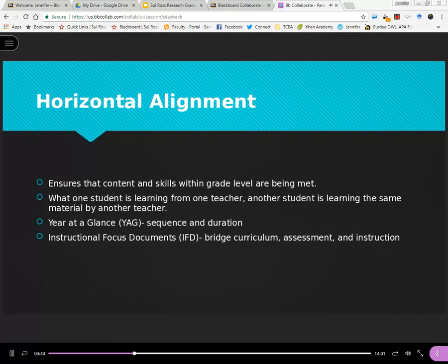Next is horizontal alignment. This is to ensure that content and skill within grade level are being met. So what one student is learning from one teacher, another student that is in a different class, same grade level, is going to learn the exact same material.